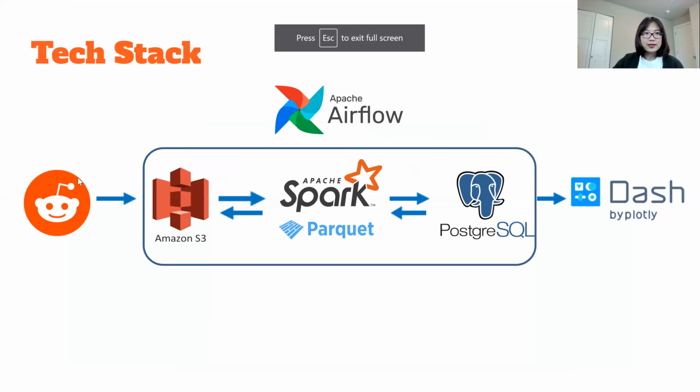So here is the tech stack. Reddit data is downloaded and stored in S3. Spark reads data from S3, processes and transforms it, and then uploads to PostgreSQL. Then the system is visualized through a Dash web application. Airflow is applied to manage and automate the workflow.